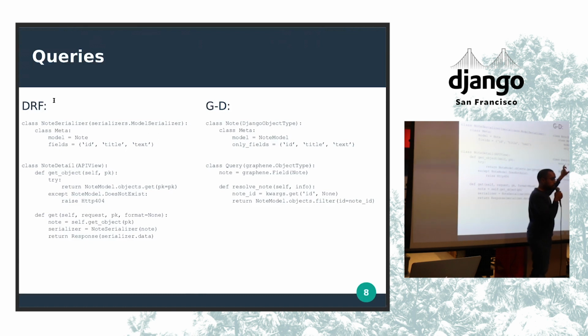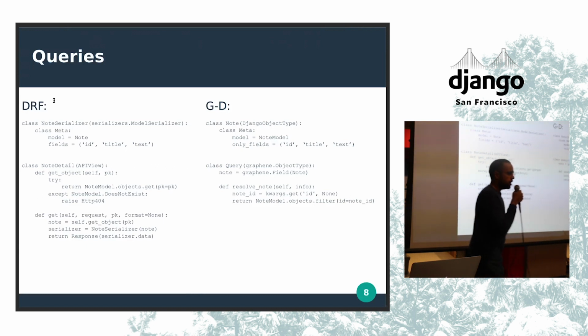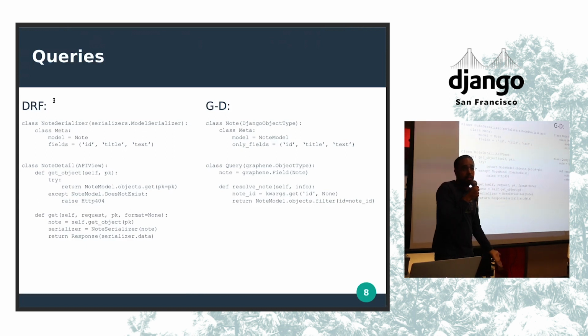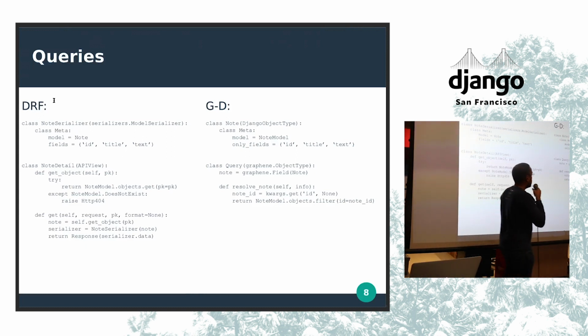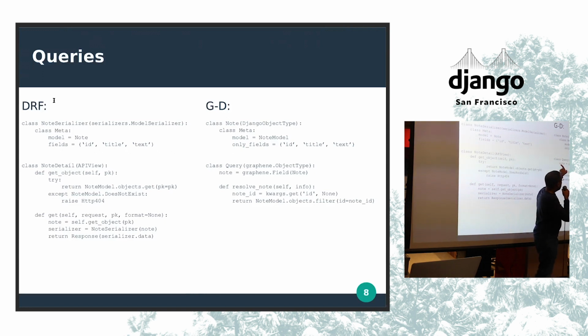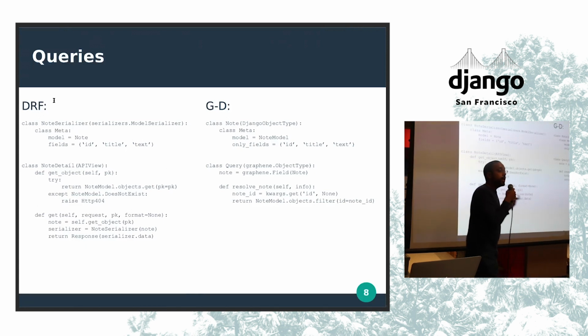Not particularly clear though, to me anyways. This is the return type. So this is saying this query will return a note, a field of type note. Not super clear to me on first glance, but that's how they do it. A little bit of syntactic sugar that I'm not a fan of. Note and resolve note, so we have to prefix resolve underscore for any field that we want to retrieve.